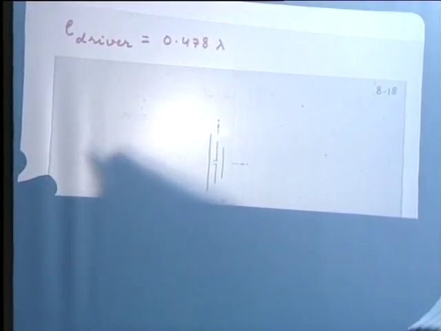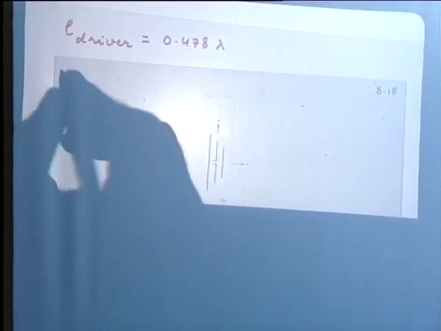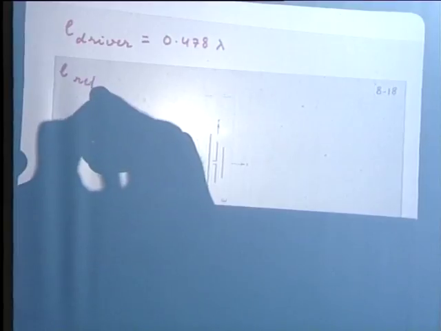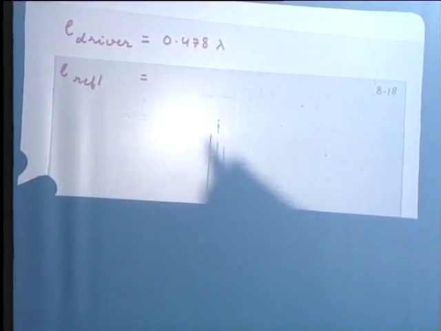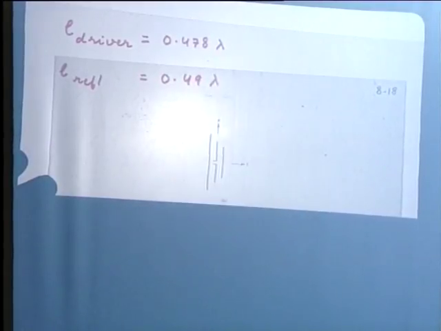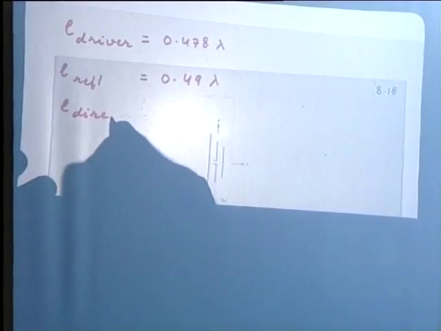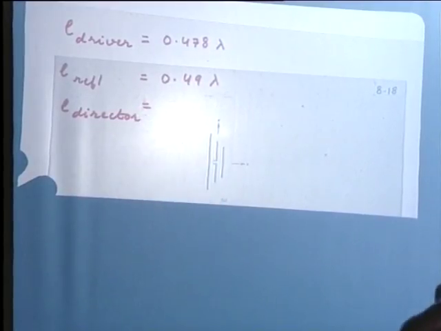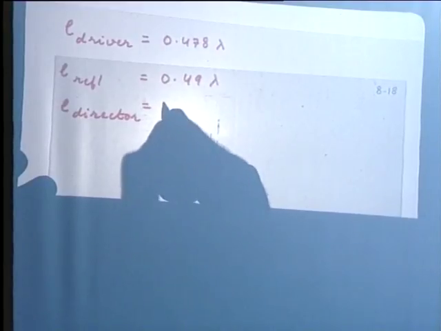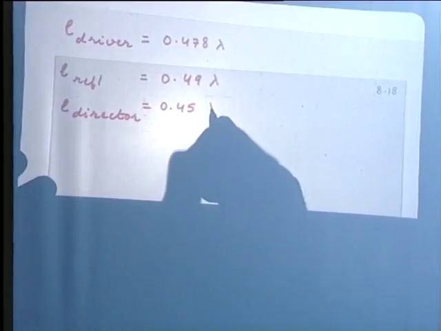On the other hand, the length of the reflector, which is required to be slightly greater than this in this particular example that we are considering, which is fairly typical, is 0.49 lambda. And the length of the parasitic element that is in front, this element is called a director, because it in some sense directs the radiation in the forward direction, is 0.45 lambda.